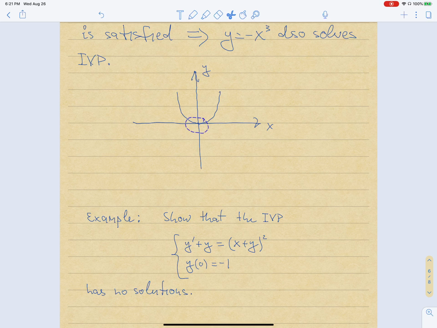So the conclusion is that the initial value problem, this IVP, has at least 4 solutions. Actually more, but we're not going to discuss it now.